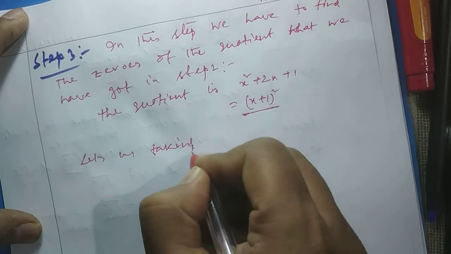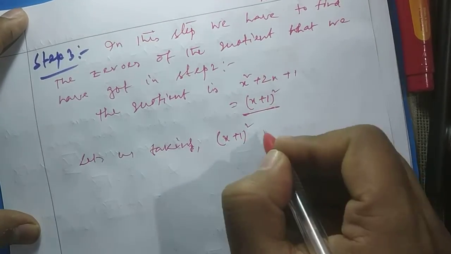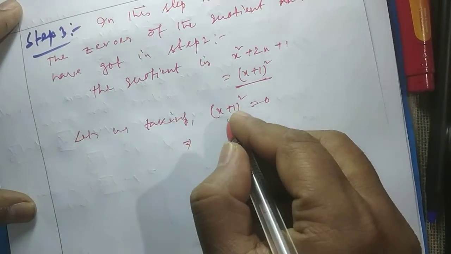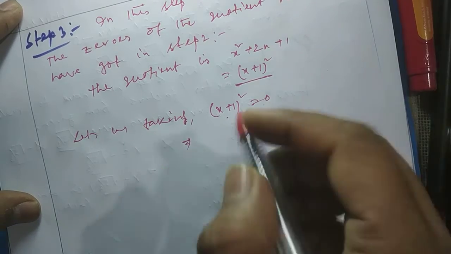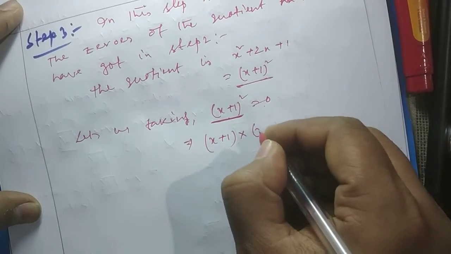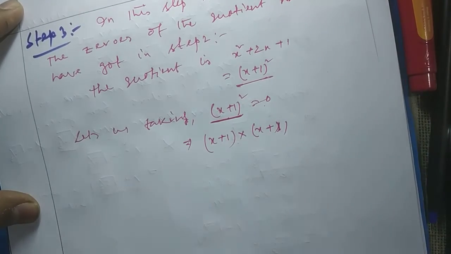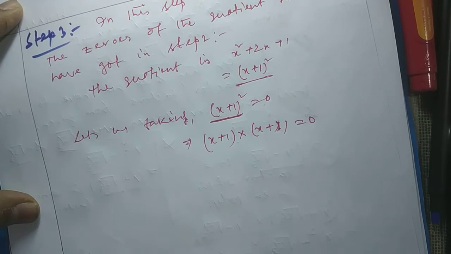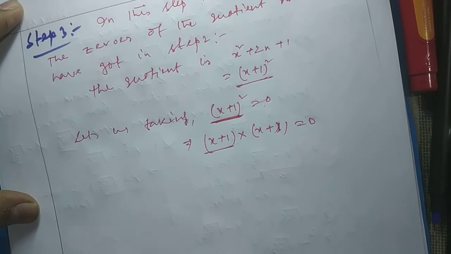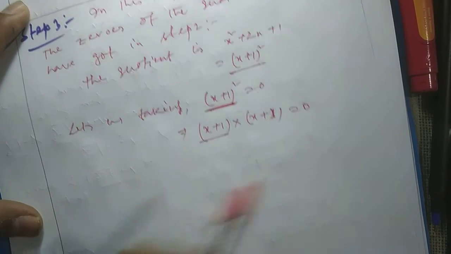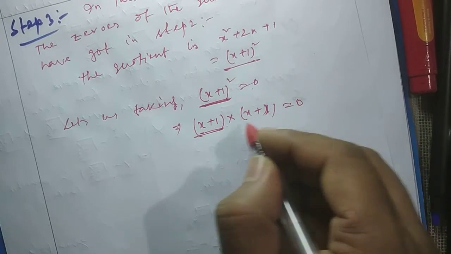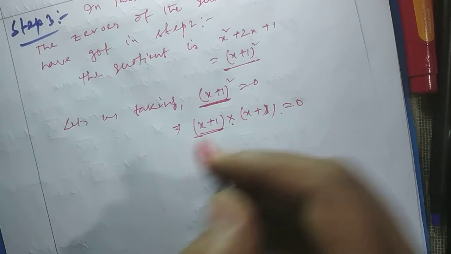Correct? Now let us take this polynomial equal to 0. Now it becomes x plus 1 whole square equal to 0. Now it can be written as x plus 1 into x plus 1, equal to 0 as it is, because it is the perfect square. So it can be written as x plus 1 into x plus 1. Correct? So in this way, we have got two linear factors and it is multiplied and equal to 0.